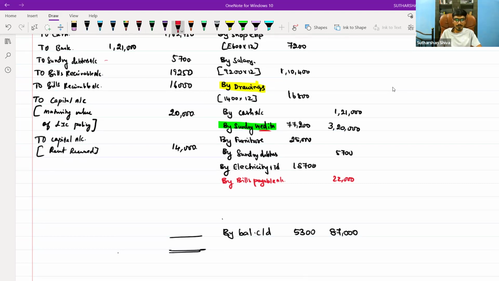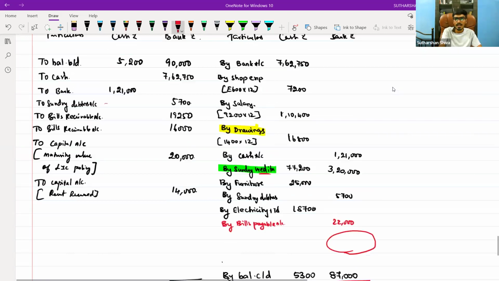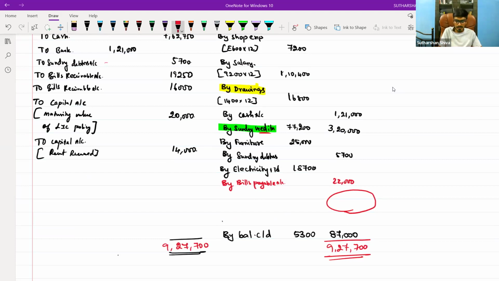What is the value you are getting? I am getting 9,27,700. If you are getting the same, it is correct; otherwise we need to check for any discrepancies. 9,27,700. Right, now deduct on my credit side: minus 87,000, minus 22,000, minus 5,700, minus 3,20,000, minus 1,21,000.